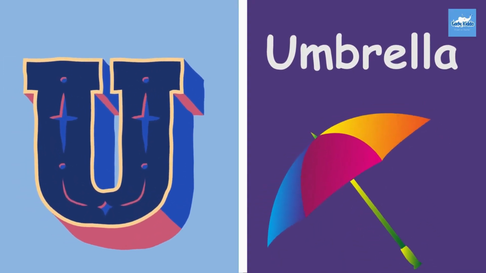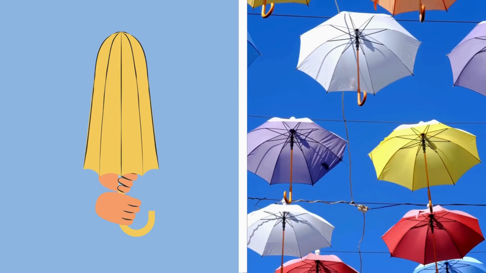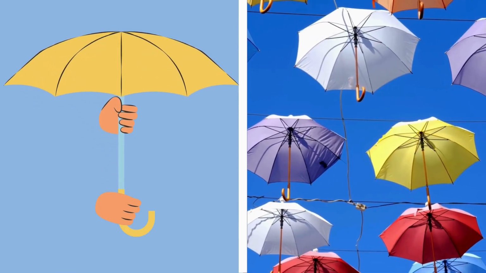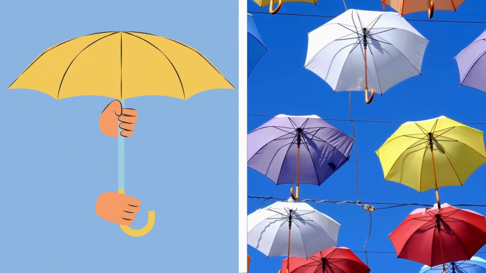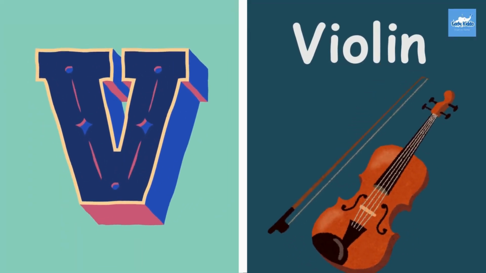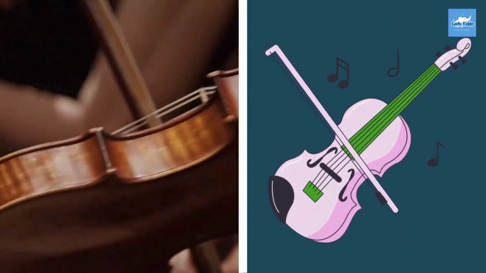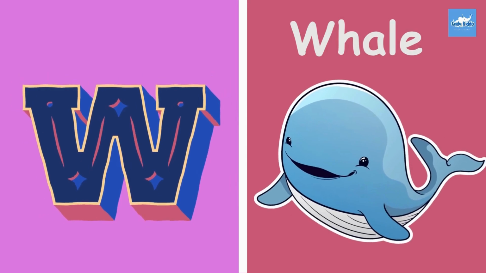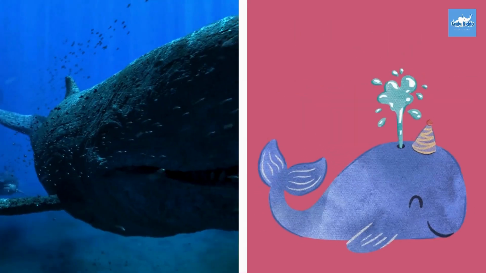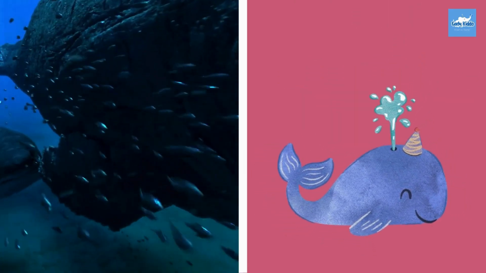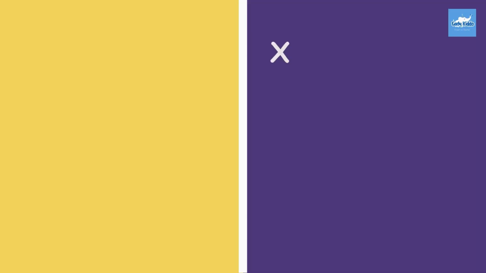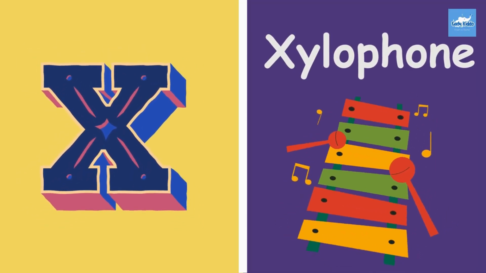is for umbrella. Umbrella. Umbrella. U, umbrella. V is for violin. Violin. Violin. V, violin. W is for whale. Whale. Whale. W, whale. X is for xylophone.